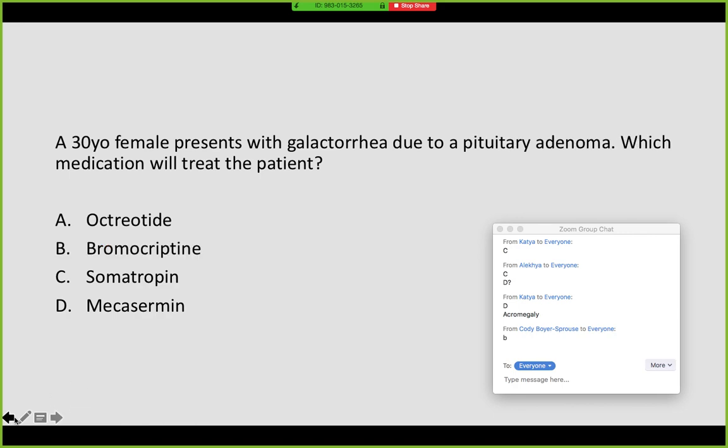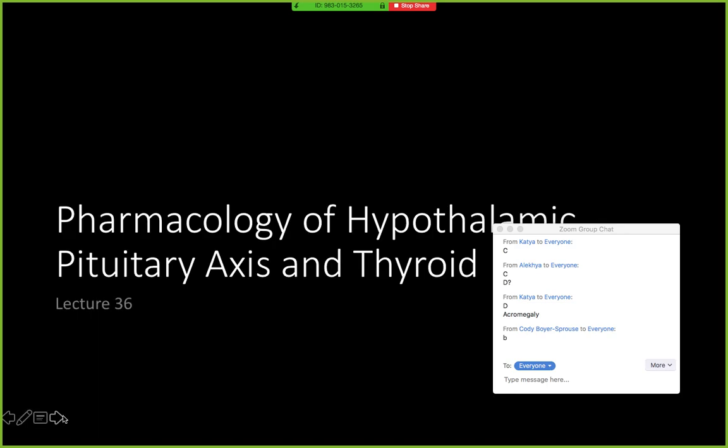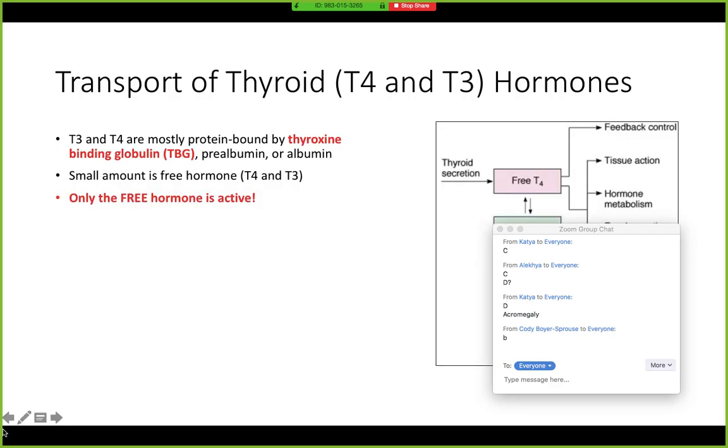And if you notice, I made a little change here. More specifically, her problem would be a prolactinoma, but I was trying not to make the question too easy. Okay. On to this next lecture.